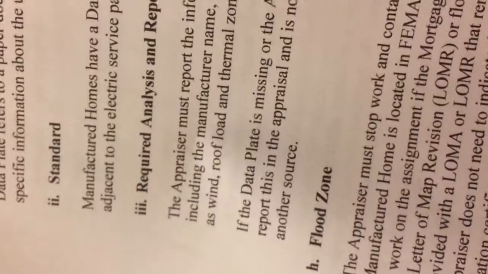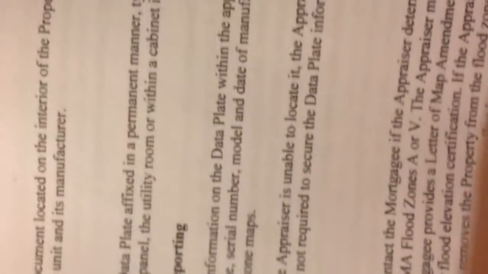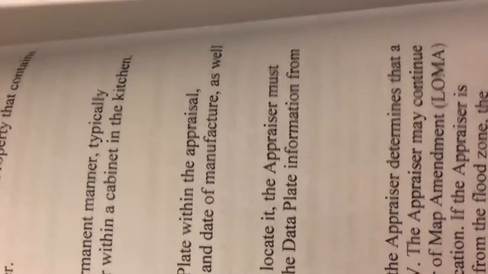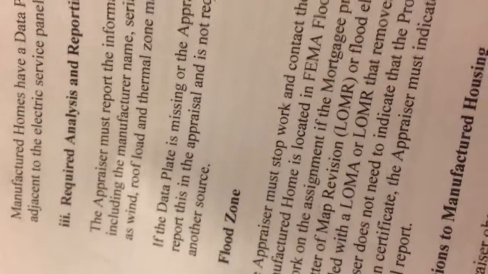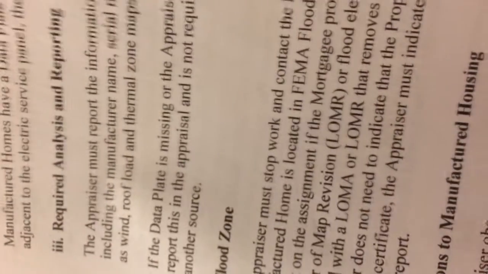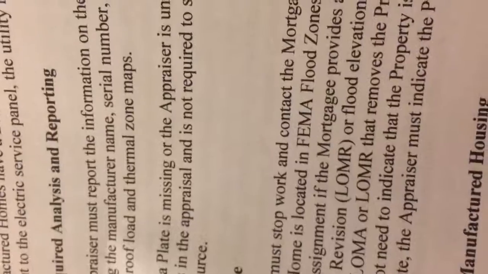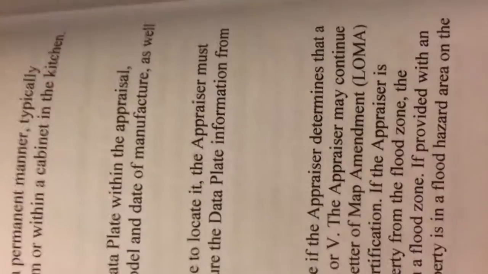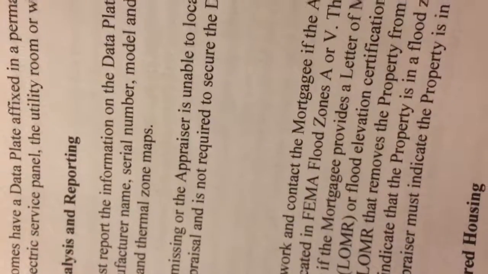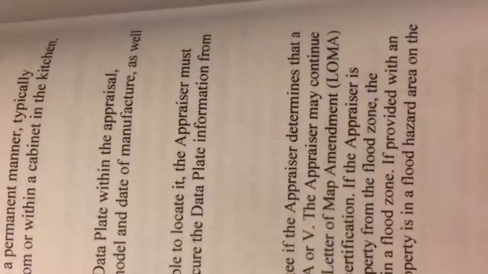Required analysis and reporting. The appraiser must report the information on the data plate within the appraisal, including the manufacturer name, serial number, model, and date of manufacture, as well as wind, roof load, and thermal zone maps. If the data plate is missing or the appraiser is unable to locate it, the appraiser must report this in the appraisal and is not required to secure the data plate information from another source.